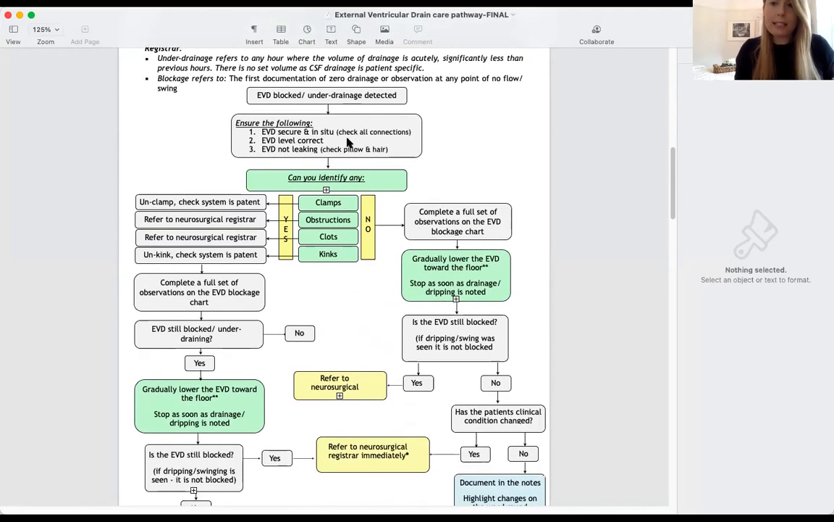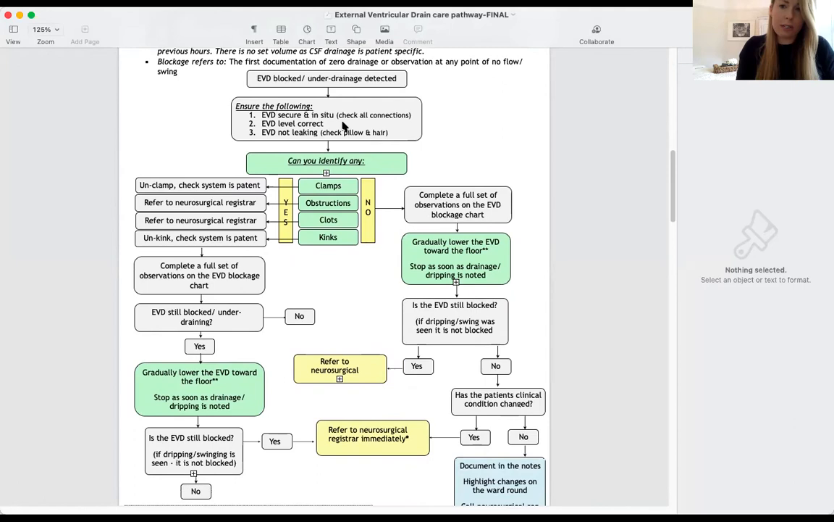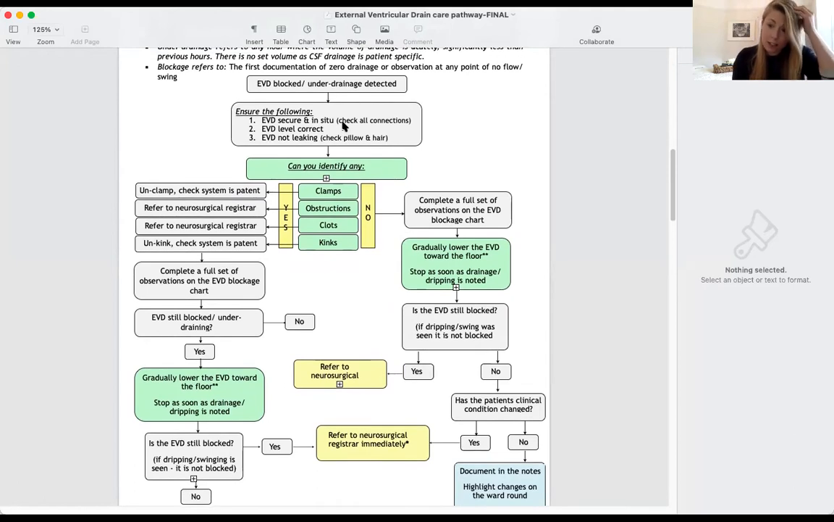So you've documented a 0 or there's a 1 on the chart. You think, oh, I wonder if this drain is blocked. And the first thing that you want to do is to check the actual insertion site on the child to make sure it's still in, to make sure that the connection hasn't loosened. So into the patient, the first little connection is like a Luer lock tap. And so sometimes that can come loose.